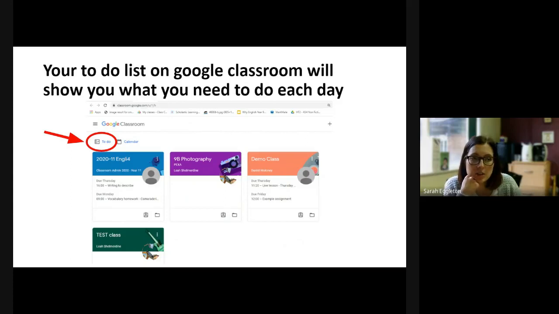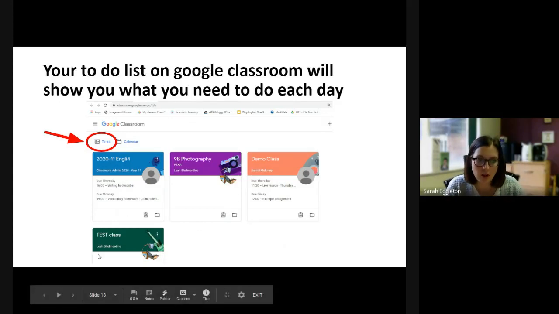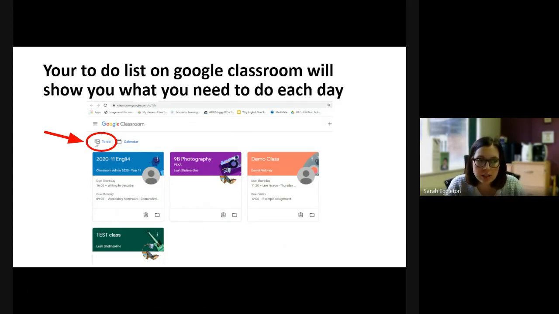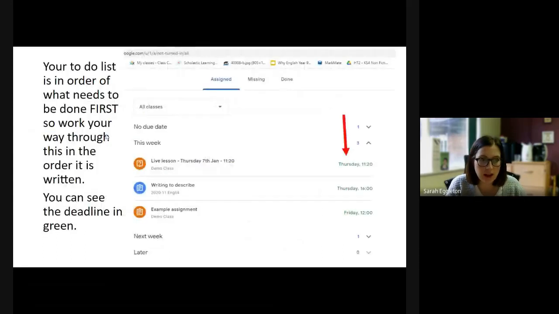Now, your to-do list on Google Classroom will show you what you need to do each day. And you can see this is just a sample student, so they've not got very many classes. You should have a lot more than this. But your to-do list is just up here. And when you click on that, it shows you in order of what needs to be done first. So dependent on when the deadline is, it orders your work and tasks for the day.